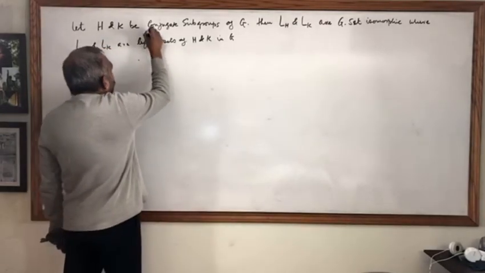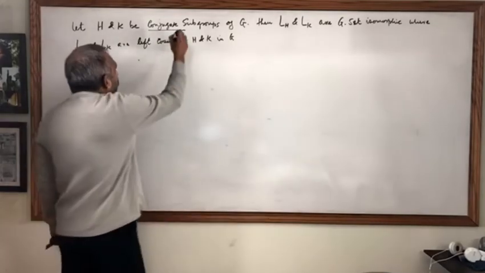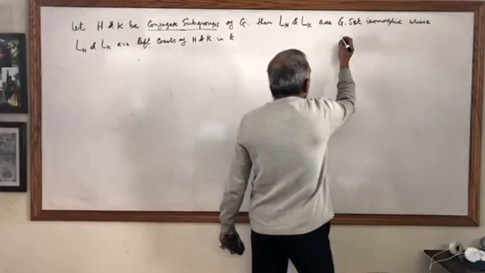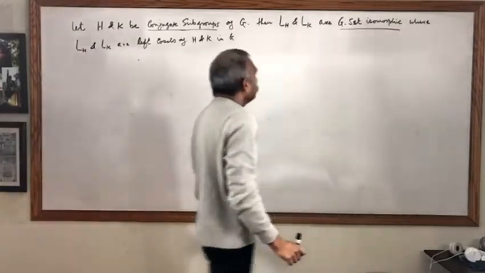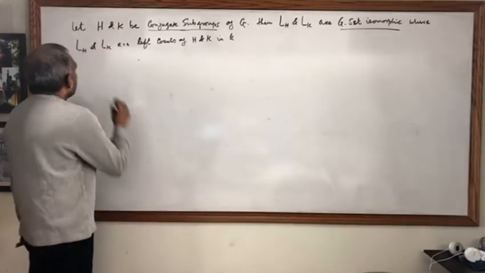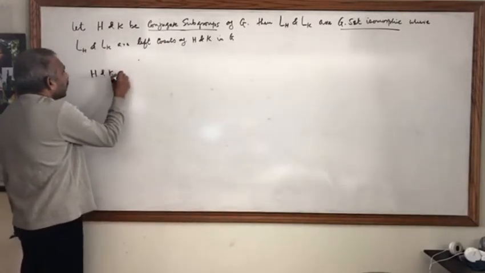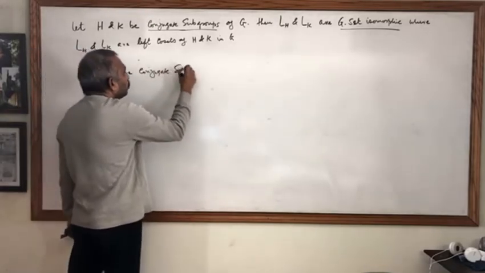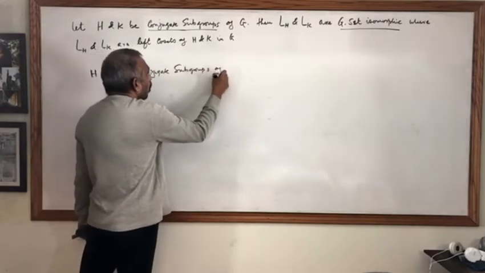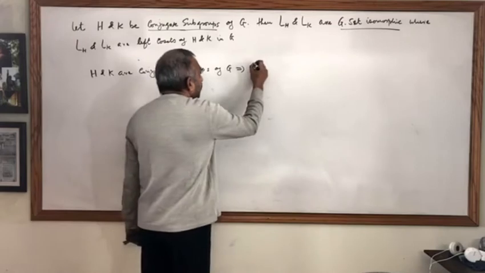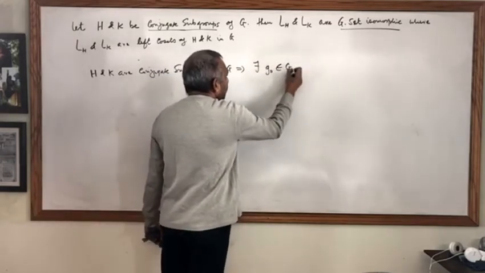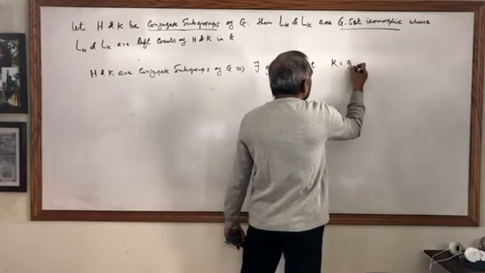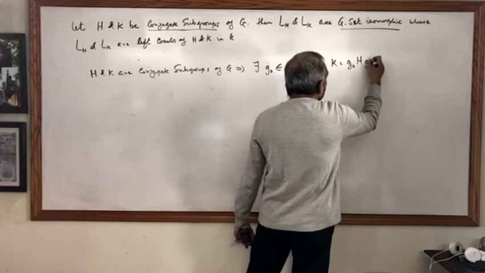So the term which we need to recall is conjugate subgroups, and we know we have done a couple of problems on G-set isomorphisms. H and K are conjugate subgroups of G implies there exists a g0 in G such that K is equal to g0 H g0 inverse.